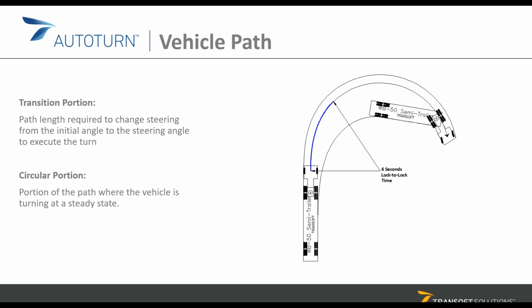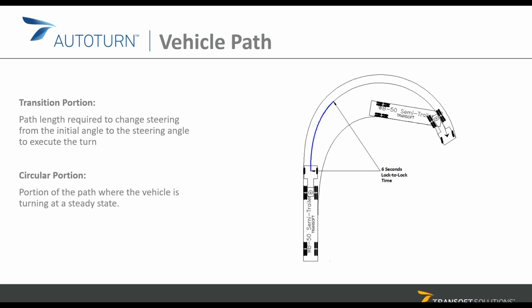In AutoTURN, the lock-to-lock time by default is 6 seconds, and the reason for that is in our own field tests, we have observed that skilled drivers will crank the wheels from one direction to the other in about 4.8 seconds. But because with design vehicles our intention is really to model average drivers, we want to be a little bit more conservative in this sense. So that's why the default lock-to-lock time for that transition portion of the path in AutoTURN is 6 seconds.